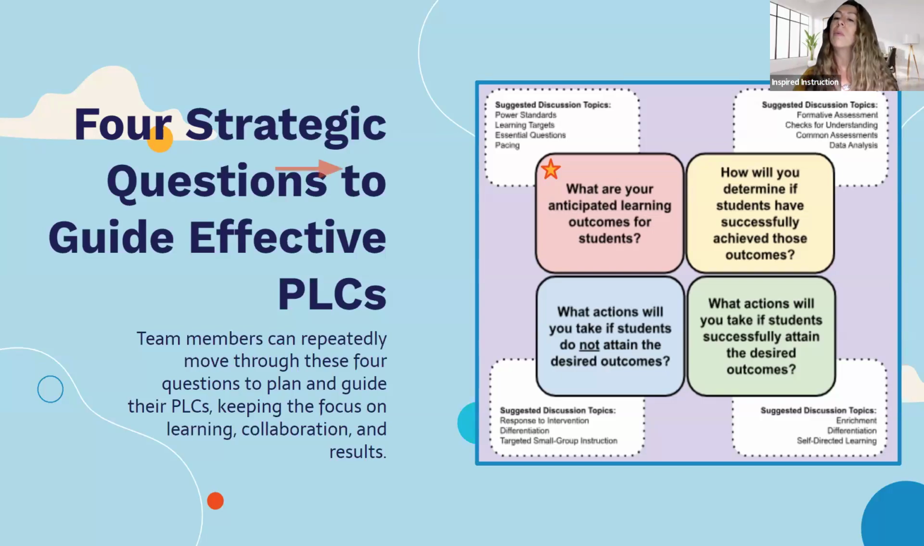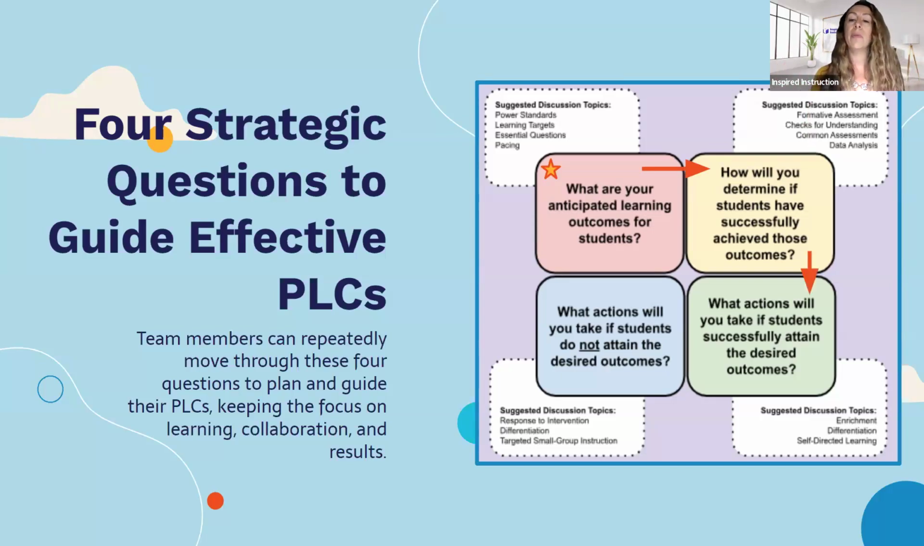From there, we're going to move to that yellow box. Okay, so now we have that conversation about the anticipated learning outcomes. How are you going to know if students have successfully achieved those outcomes, right? Are you going to use formative assessment, common assessment? How are you going to check for understanding? As a PLC, you can come together to discuss what are those things going to look like.